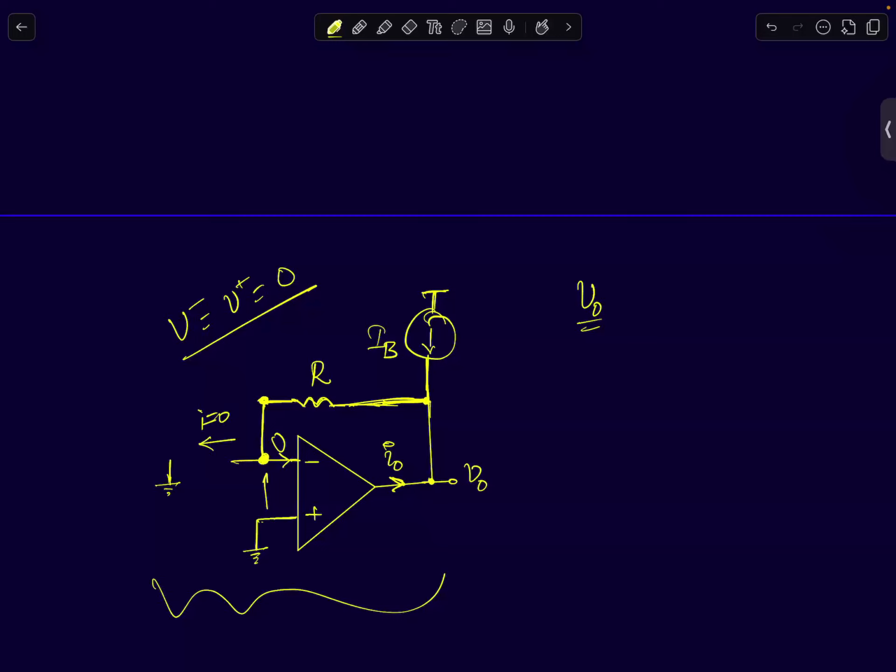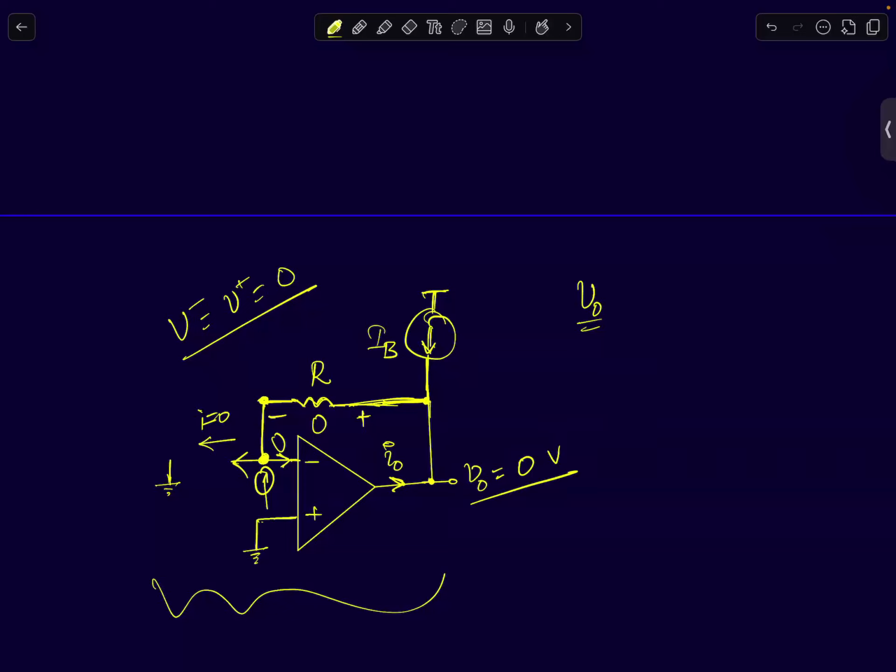Since no current flows into the op-amp, what should be the current through this resistor? The current flowing here is 0, so this current also has to be 0. There is no path for the current. Therefore, what will be the voltage drop across the resistor? 0 volts. If this is at 0 and the voltage drop across the resistor is 0, then the output voltage will also be at 0 volts.